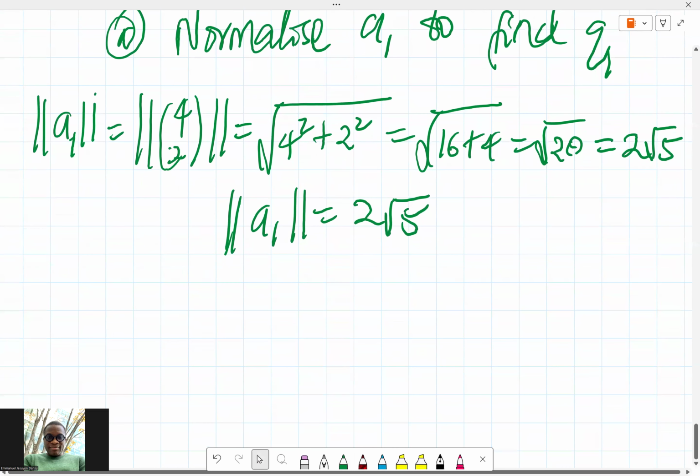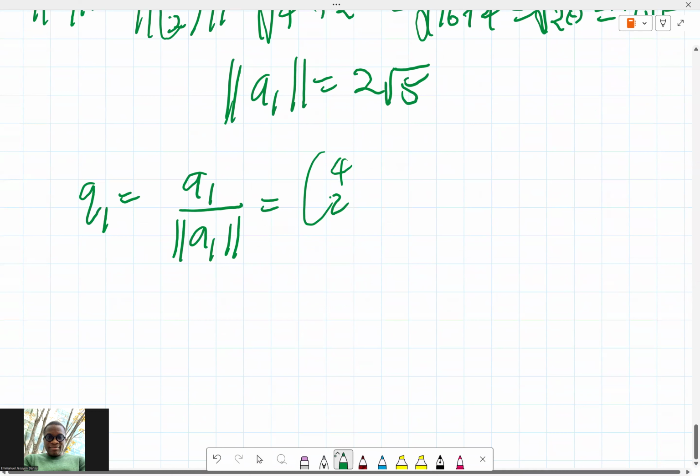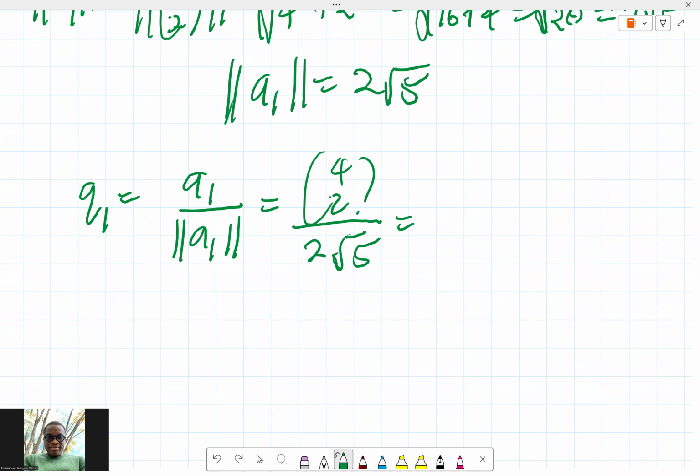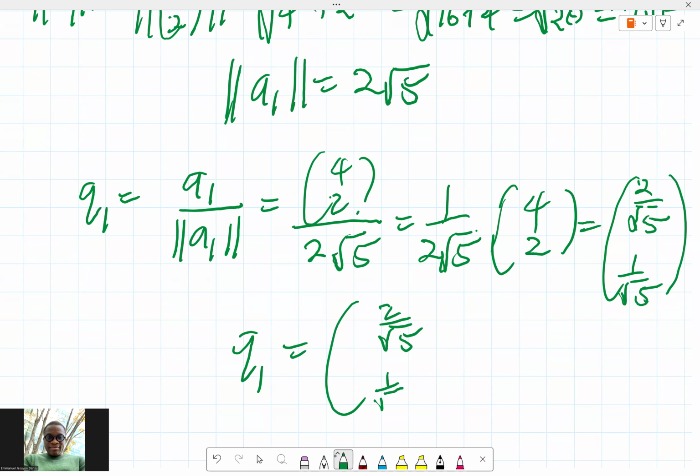Settled. Having done that, we now go for Q1. Q1 is A1 divided by the norm of A1. We know A1 is 4, 2, divided by the norm of A1, which is 2 root 5. So in essence, we have 1 over 2 root 5 times (4, 2). So 4 over 2 root 5, the 2 cancels 4, which gives us 2 over root 5. Then 2 cancels 2, and you have 1 over root 5. So that is our Q1. Don't forget, Q1 is (2 over root 5, 1 over root 5).